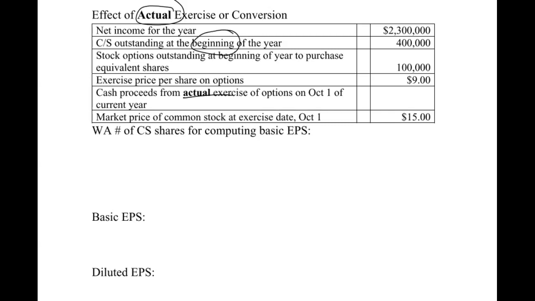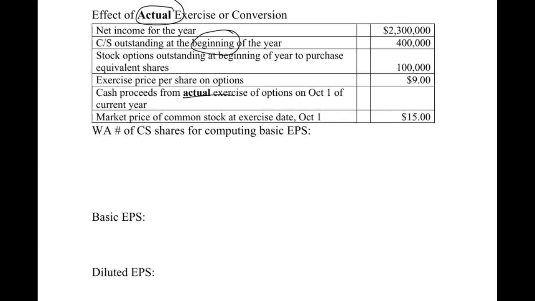We have an actual event, which means, remember, when you're doing basic earnings per share, you ask yourself: one, is there preferred stock and do I need to subtract a dividend? No, in this example. Question two, is there an actual stock transaction where I need to account for and recalculate weighted average common shares outstanding? The answer is yes here.